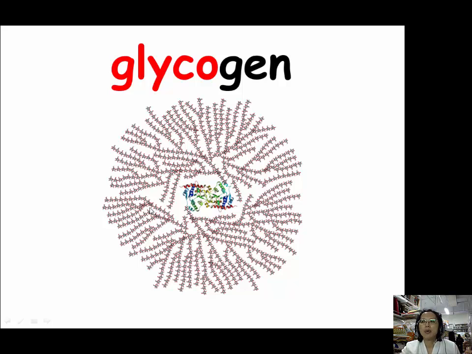Glycogen is a polysaccharide that is the main form of carbohydrate storage in animals. Glycogen has a lot of branches, as you can see in this figure. In the middle of each glycogen, there is one molecule called glycogenin, which is a protein. Glycogen can be converted to glucose when we need glucose, and the conversion of glycogen to glucose needs several enzymes to work together.